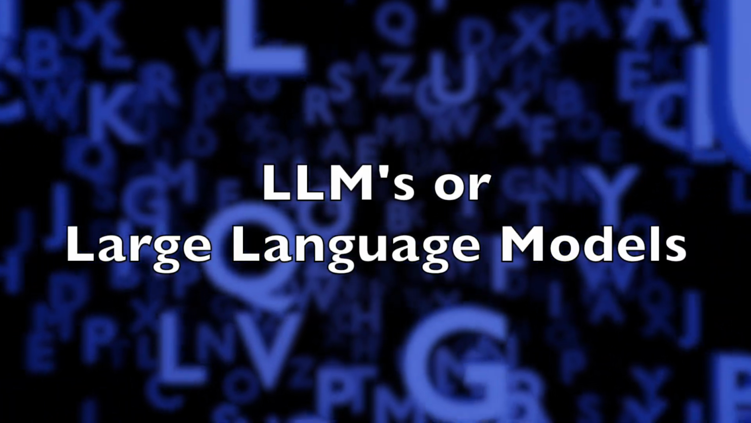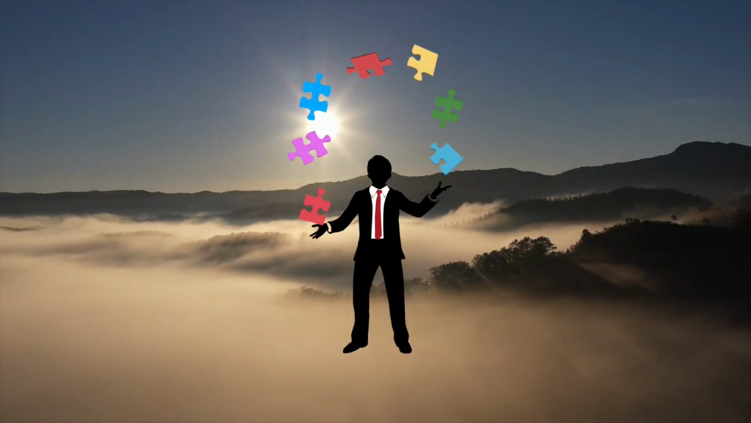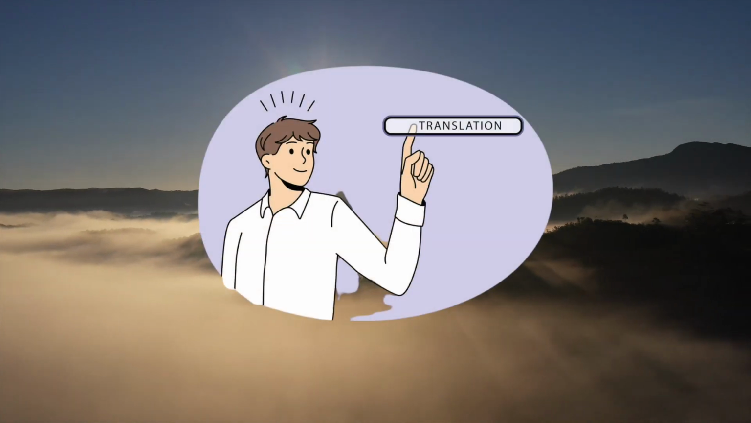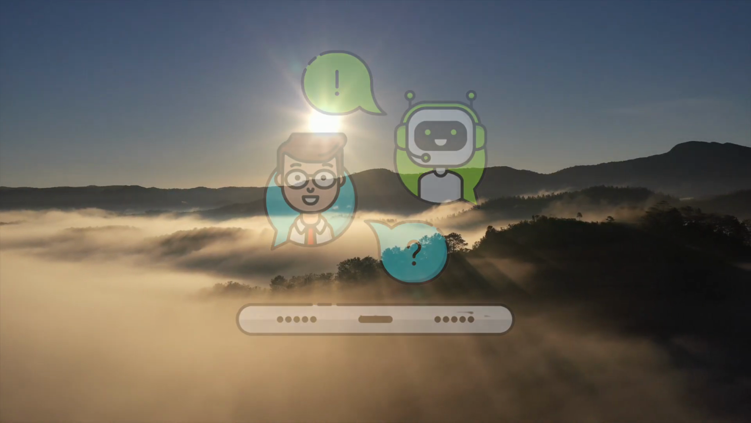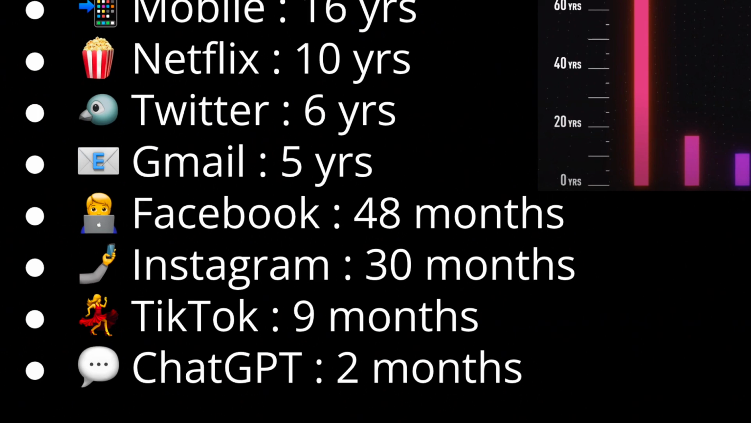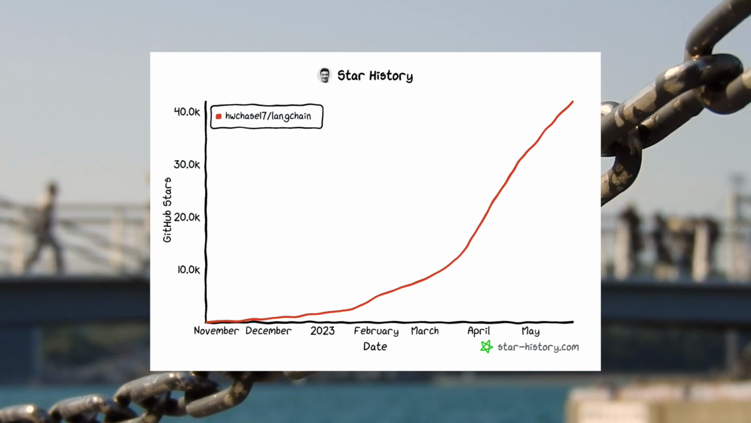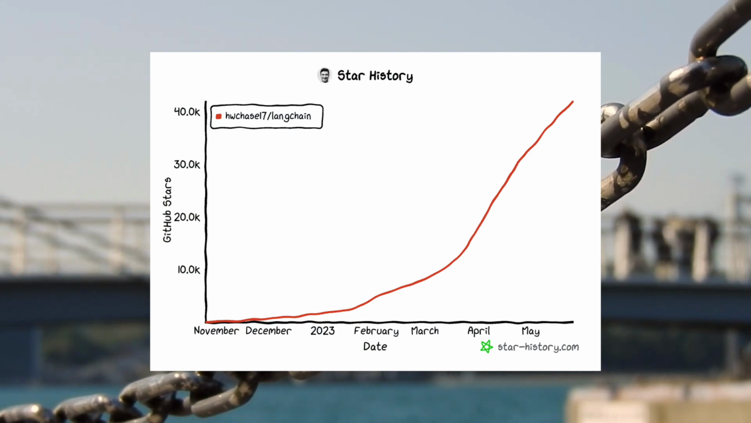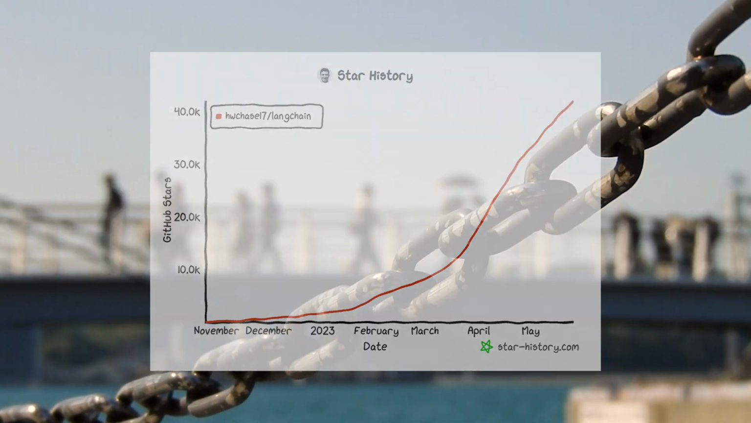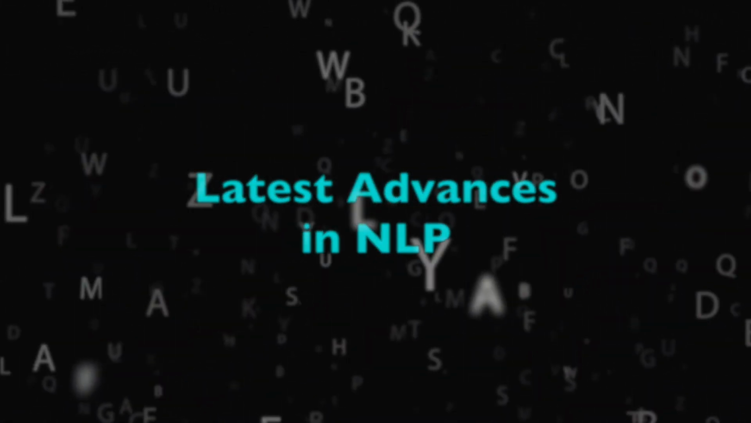LLMs, or large language models, can understand and generate human-like text. These models are trained on huge amounts of data and can perform a wide range of language-related tasks such as translation, summarization, and conversation. With LLMs becoming mainstream, one library that has gained a lot of traction in the open source community is Langchain. Langchain is basically a framework designed to streamline the integration of large language models with external data. Langchain enables developers to create user-friendly applications that leverage the latest advancements in natural language processing.